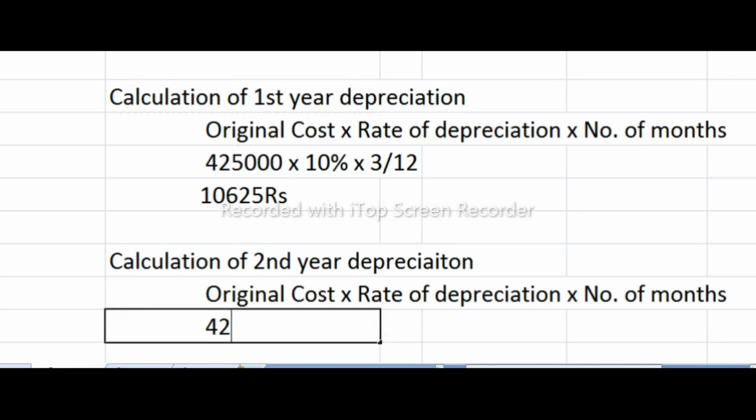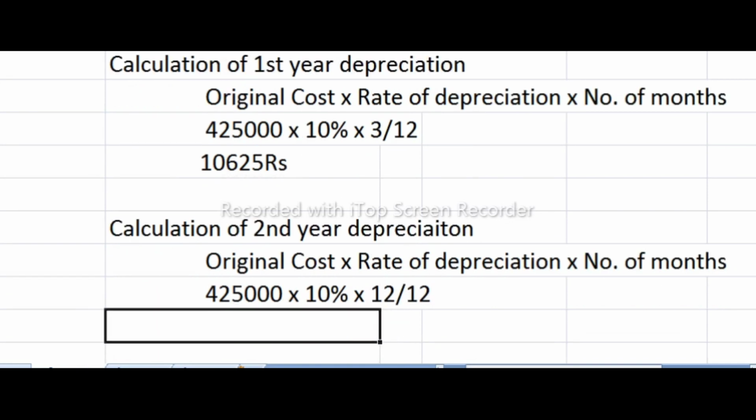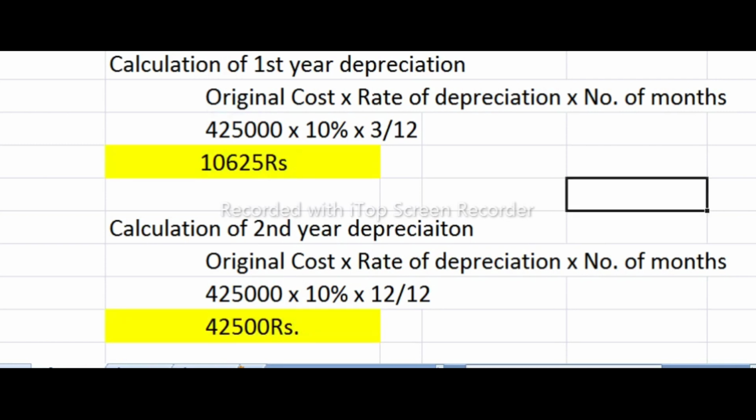Likewise, for the second year depreciation, just put the heading as calculation of the second year depreciation. Again, the same formula, original cost into rate of depreciation into the number of months. Again go back to the original cost, which is 4,25,000 into 10 percent into, now the number of months is 12 months, that is 1 full year, therefore 12 by 12. Again, when you calculate and do the cancelling, you'll get 42,500. So this is the second method through which you can calculate the amount of depreciation for 2 years.